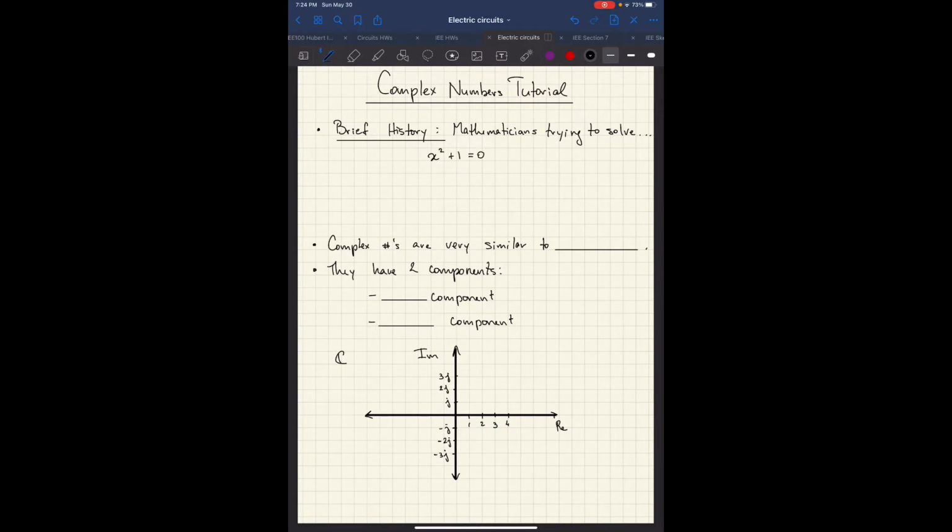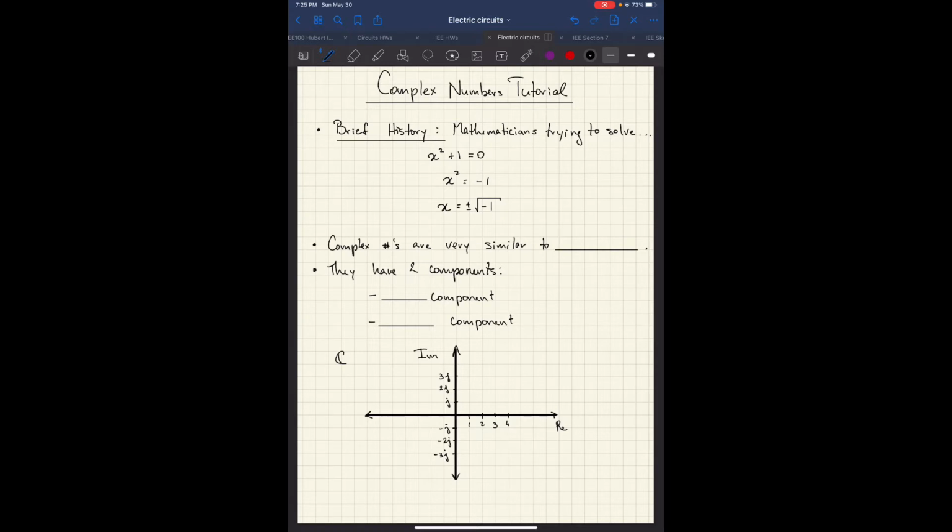Okay, so if you move the 1 to the left-hand side, you get x squared equals minus 1. And finally, if you take the square root of both sides, you get plus or minus the square root of negative 1. So the question becomes, what number multiplied by itself gives us negative 1? And the answer is that there is no number, no real number, that can do this.